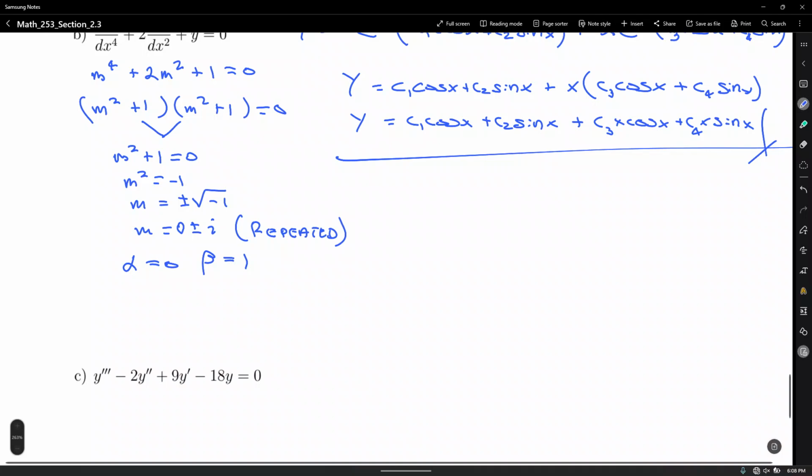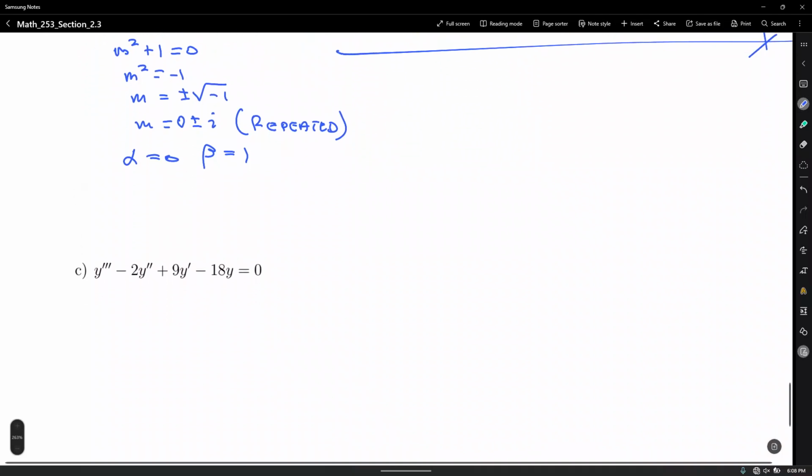Y triple prime minus 2y double prime plus 9y prime minus 18y. M cubed minus 2m squared plus 9m minus 18, let that be equal to 0. Any ideas how to solve this cubic equation? Rational root theorem. I mean, do you want to do all the factors of 18? Okay, 1, 2, 3, 6, 9, 18. You don't want to test 12.